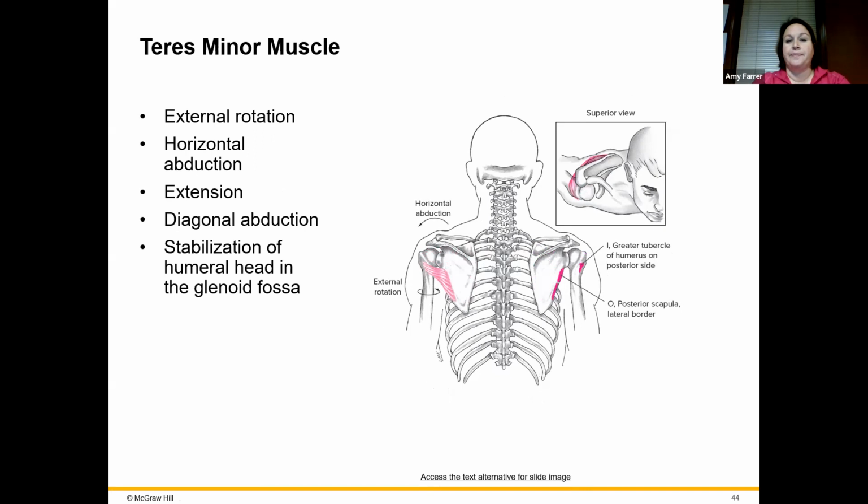Teres minor. It is going to come off that posterior scapula lateral border. It's going to insert on the greater tubercle, posterior side. So it's an external rotator, a horizontal abductor, an extender, and a stabilizer, okay? So our infraspinatus and our teres minor really have the same actions, they just come off different points of it.